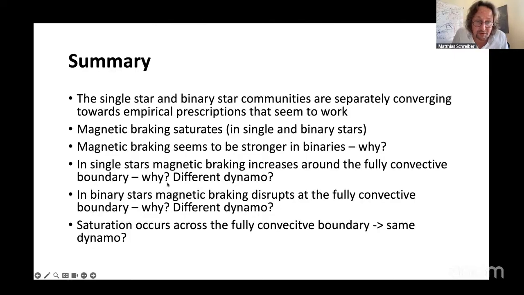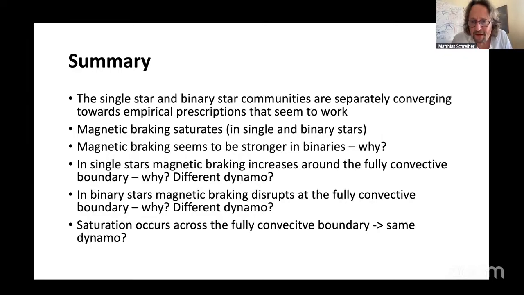And then in contrast to this, both argue for different dynamos in fully convective stars than in partially convective stars. Saturation occurs across the fully convective boundary, which could argue for the same dynamo. So now this slide contains a lot of problems, and I would like to show you my working hypothesis, perhaps as a bonus track, because my time is up actually, but I want to use one more minute, if you allow me, to show you what I think might be a possibility.